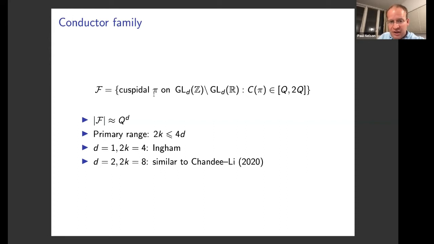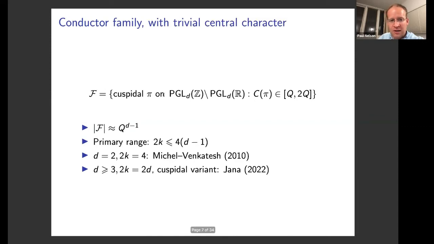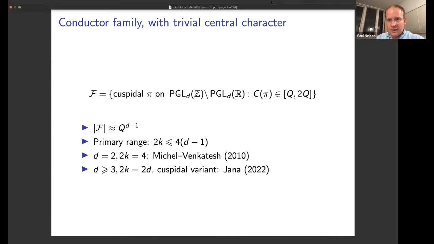This will have the effect of changing the central character of pi. So for the next slide, we're going to restrict to pi having trivial central character. And I guess a similar discussion would apply if we restrict to any given central character. So in other words, we're going to work on PGL_D rather than GL_D. We'll still require the analytic conductor to be in some dyadic window. And so now I guess you have a slightly smaller family. It only grows like Q to the D-1 rather than Q to the D. So the primary range is a bit more restrictive.